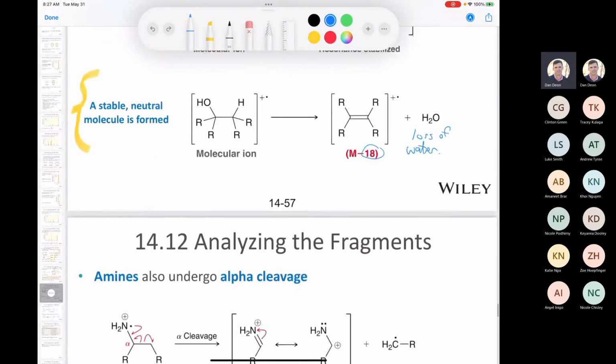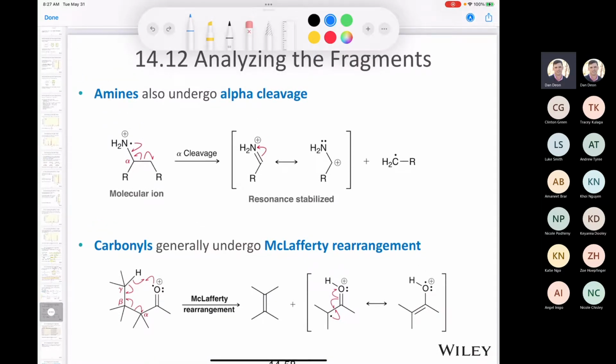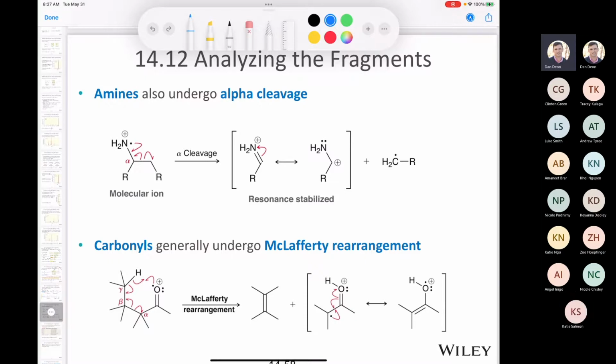All right, so the last two types of fragmentation that you need to know, and then I promise fragmentation is over for today, are alpha cleavage of an amine, and then something called the McLafferty rearrangement. You can see that we don't go into a ton of detail on either of them, since I fit them both onto one slide. Let me show you again. I'll give you the CliffsNotes or the SparkNotes version.